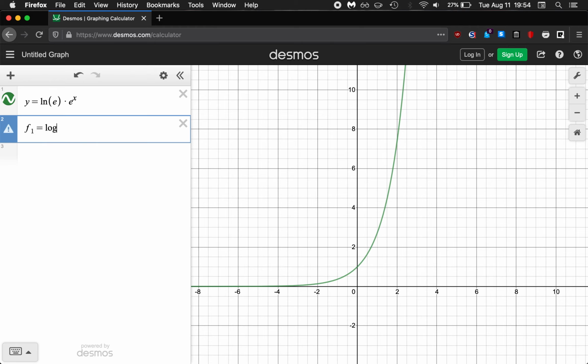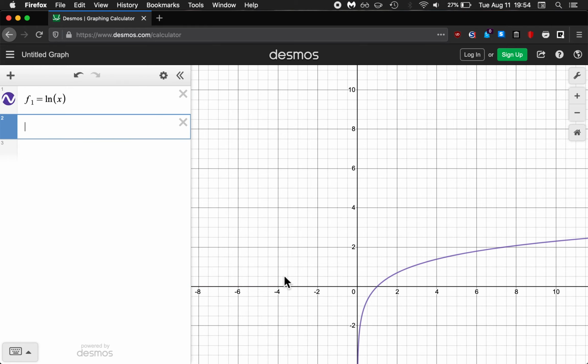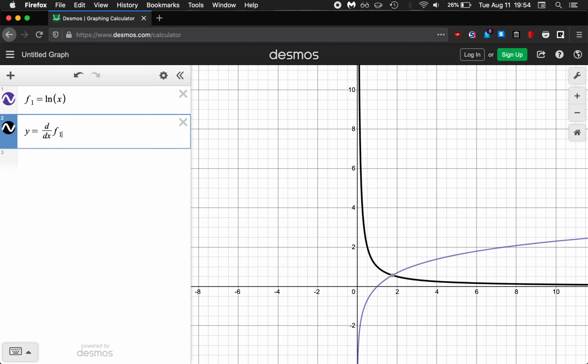Let's look at f equals the natural log of x. And let's calculate the derivative of this function. Let's have Desmos calculate the derivative of this function. D by dx. Function is f1, and we get this. What is this? So we have an asymptote here. That makes sense because this is a very steep slope, but it is positive. So we see very large positive values in the derivative.